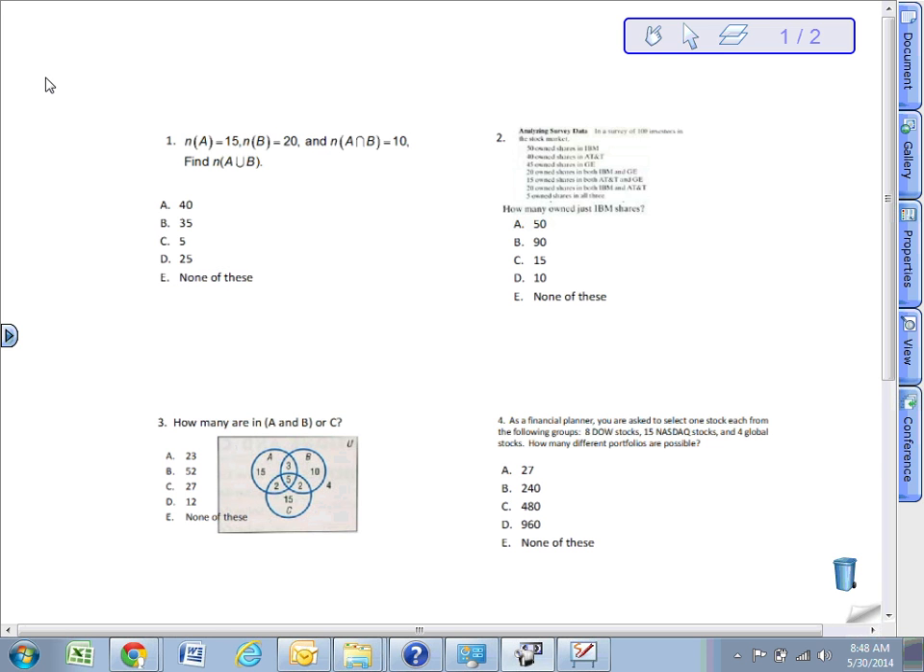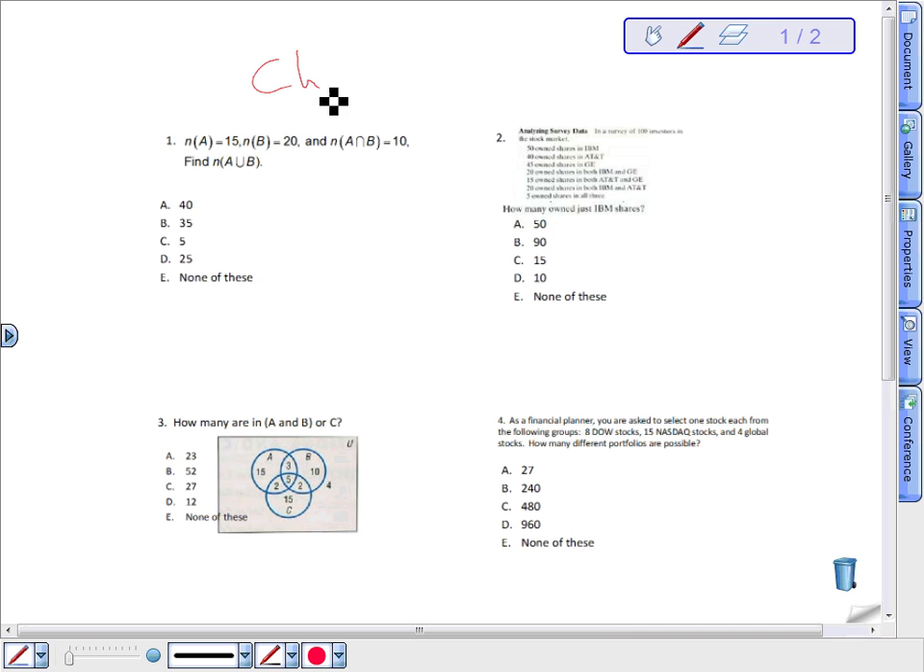All right, this is chapter 12 review for the final exam. Chapter 12 is on probability, so we'll see how this goes. We started out with just counting theory.